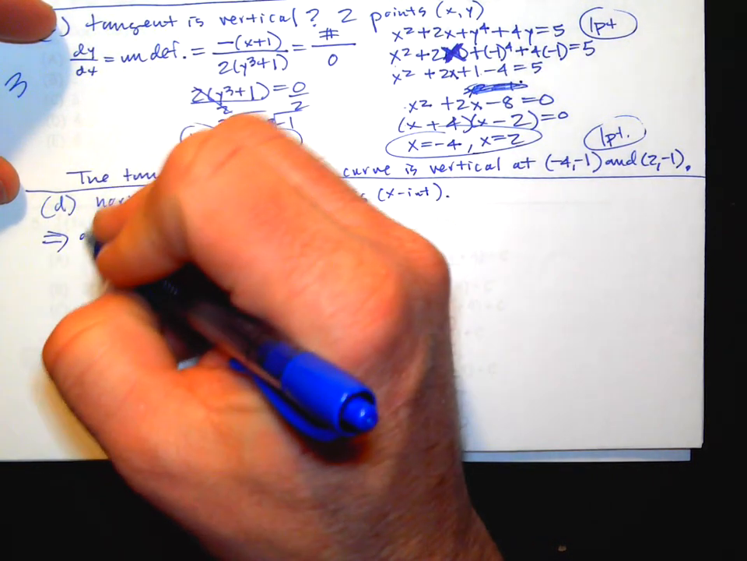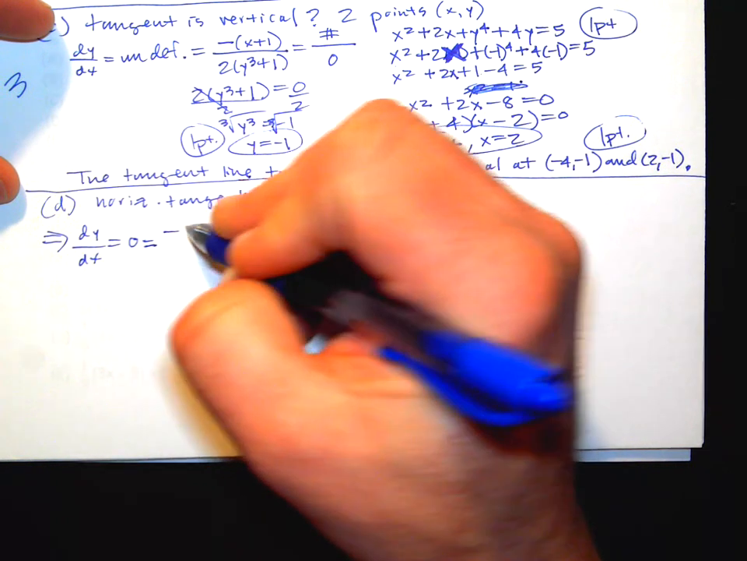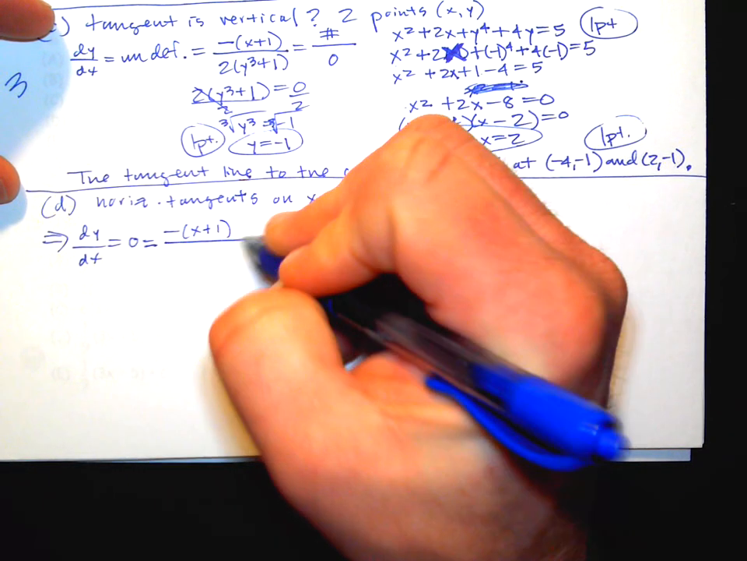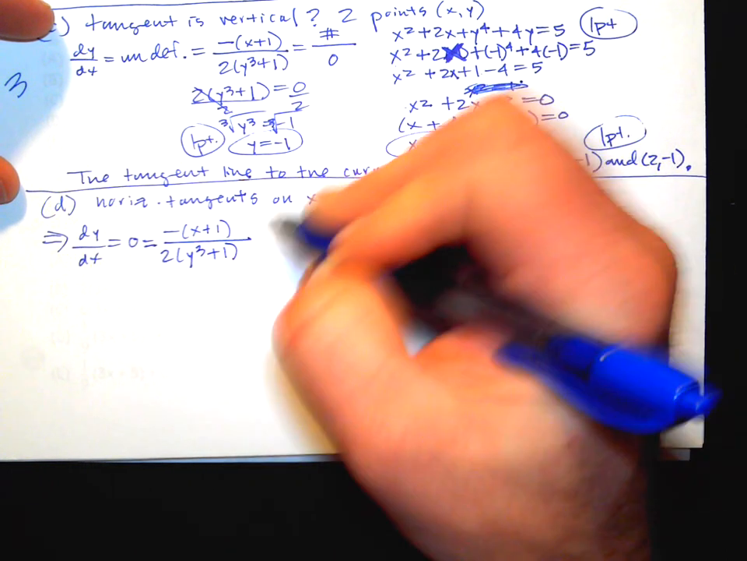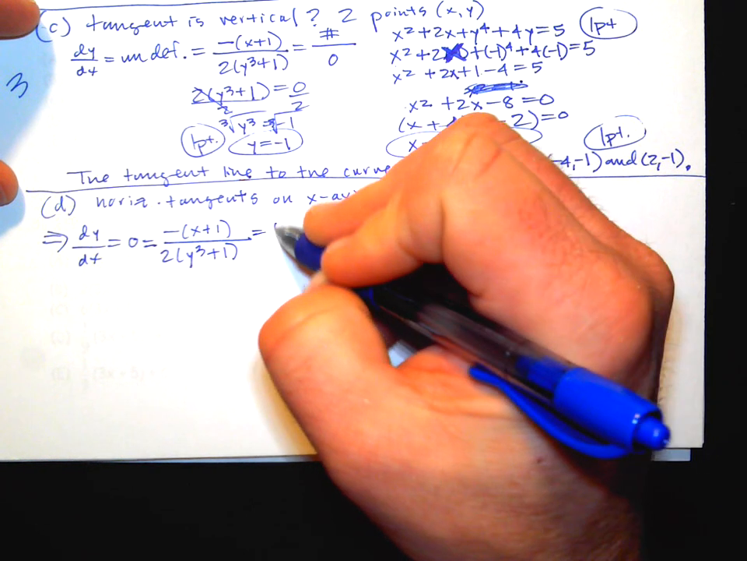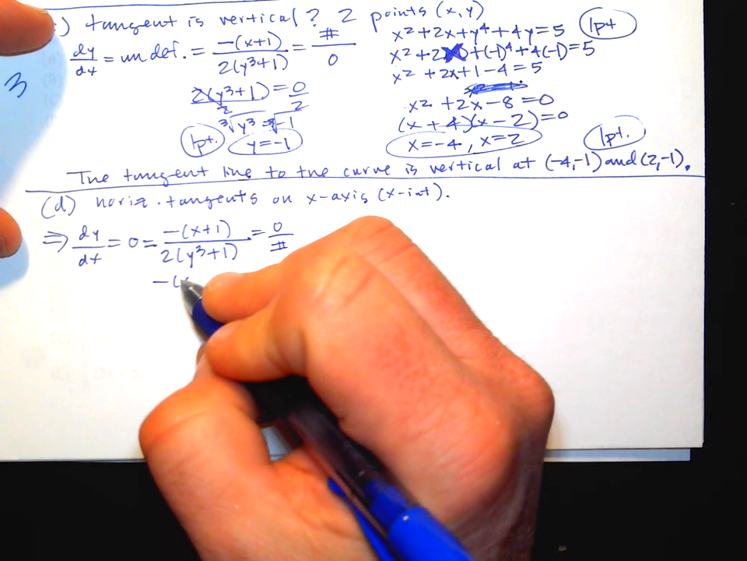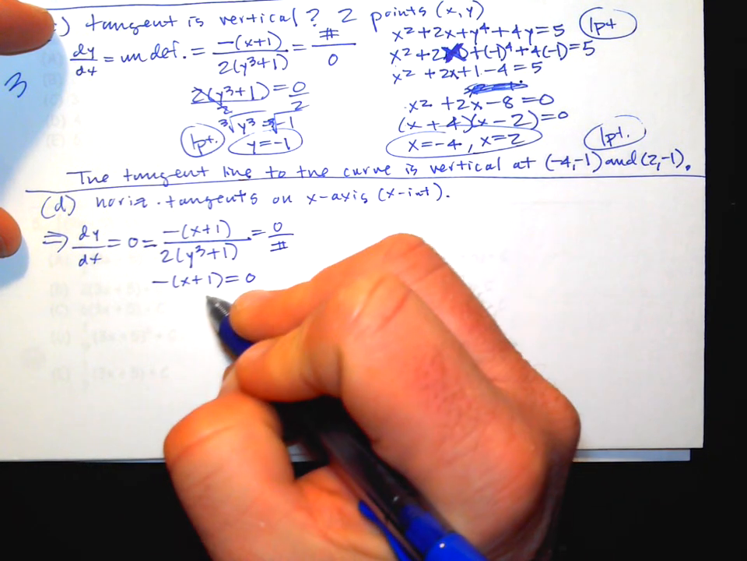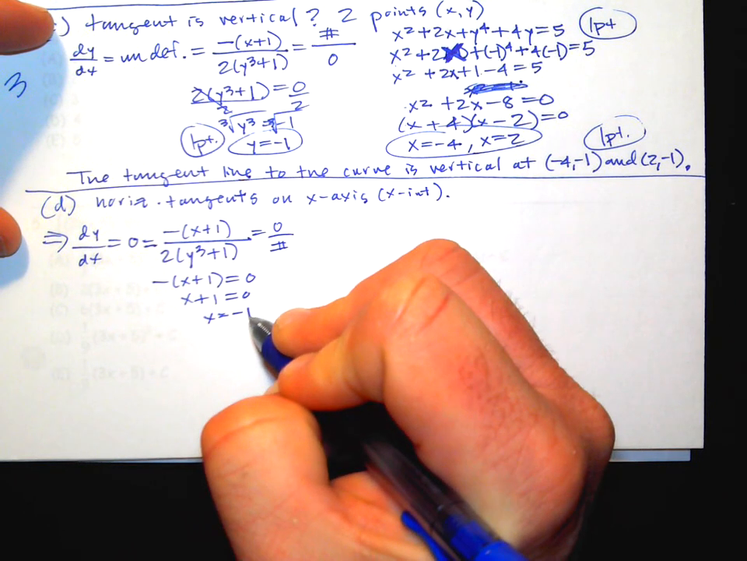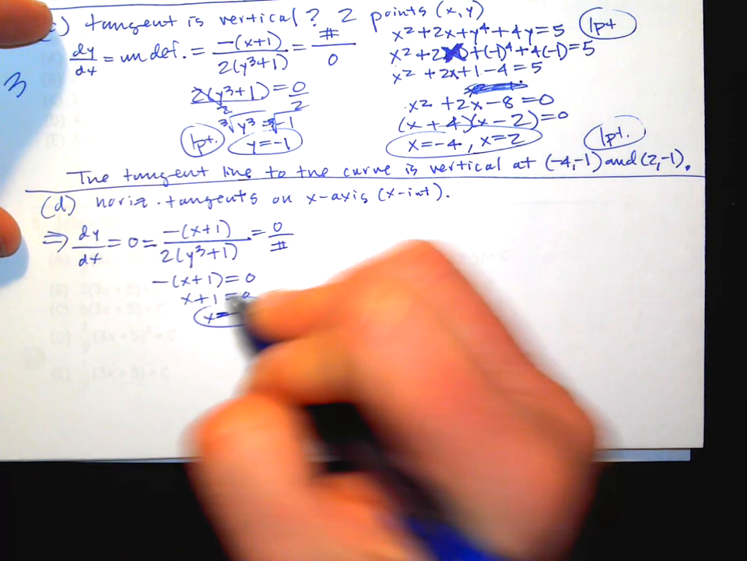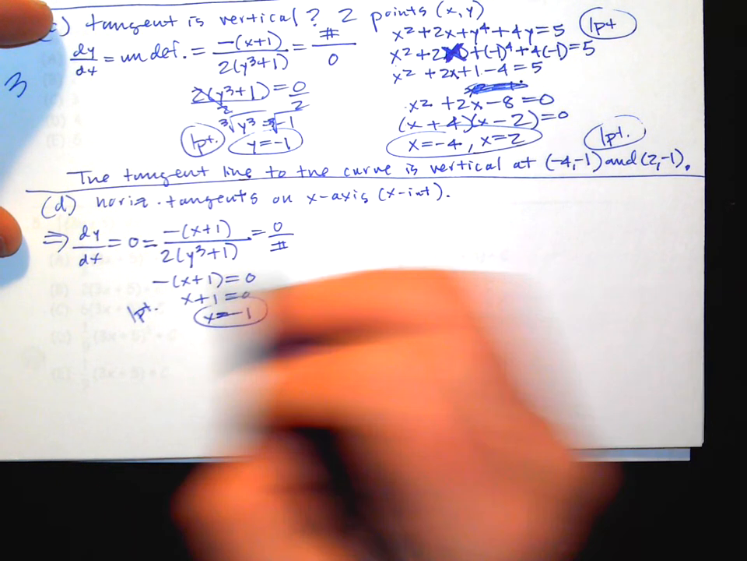Now, for horizontal tangents, dy/dx has to equal 0. So we're going to take our dy/dx equation that we found in part A, but they gave it to us, so even if we didn't do part A, we could do this. And that has to equal 0 over a number. So then that means that negative x plus 1 has to equal 0, and so x plus 1 equals 0. So x equals negative 1 is the location of the horizontal tangent. That's a point for finding that.